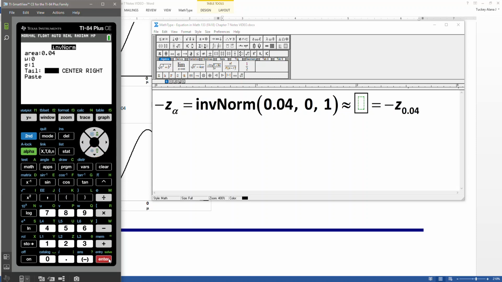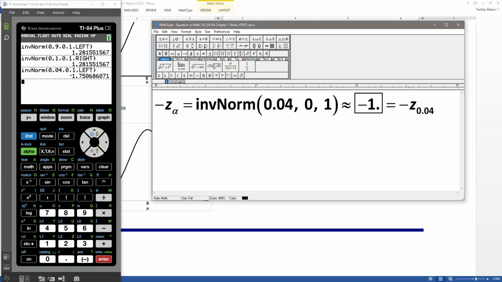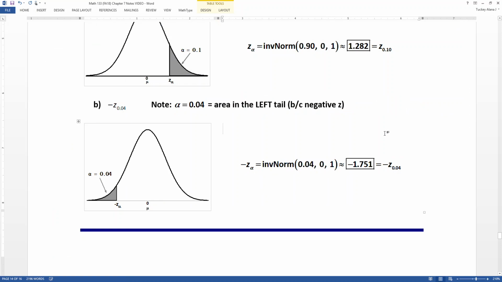Z's are always the same. If you have an option like I do, pick left. If you don't have an option, just assume it's automatically left, which is the way all the old calculators are. Go down to paste and press enter. And it pastes it into the home screen. Let me click enter again, and I'll get negative 1.751. So negative 1.751. There we have it.